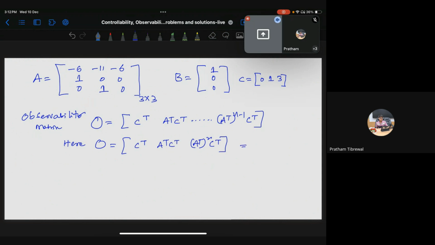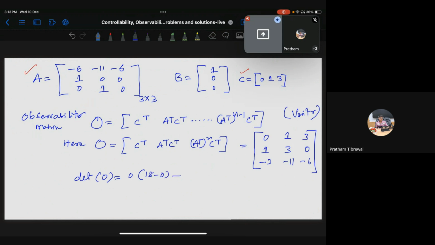Since you know the A matrix and the C matrix, you can easily find this O matrix. I am giving it directly. So 0, 1, 3, 1, 3, 0, minus 3, minus 11, minus 6. Please verify this. Okay. So now if you find the determinant of O, what do you get? 0, 18 minus 0, minus 1, minus 11 plus 9, plus 3, minus 11 plus 9.